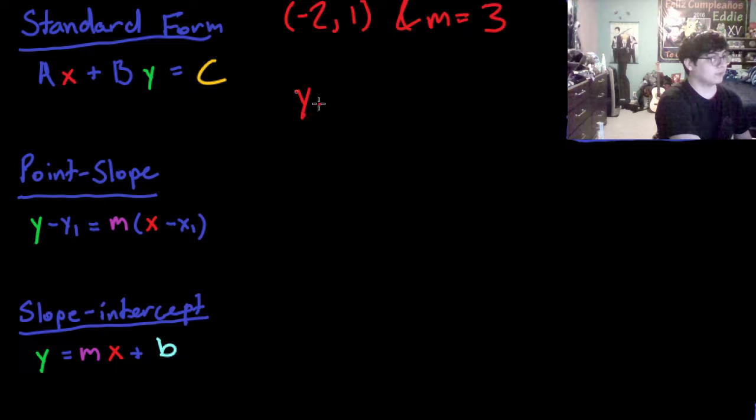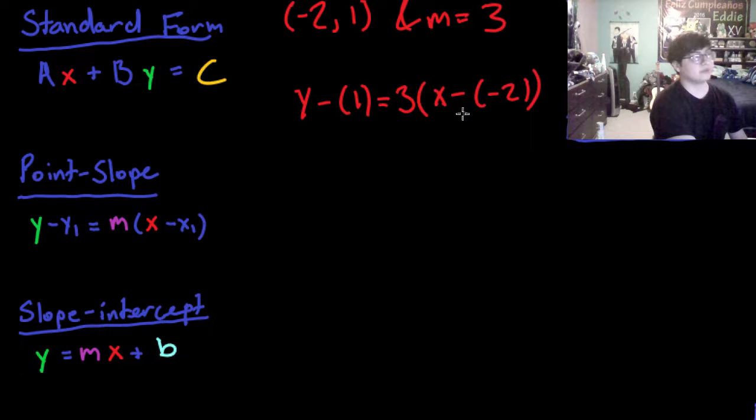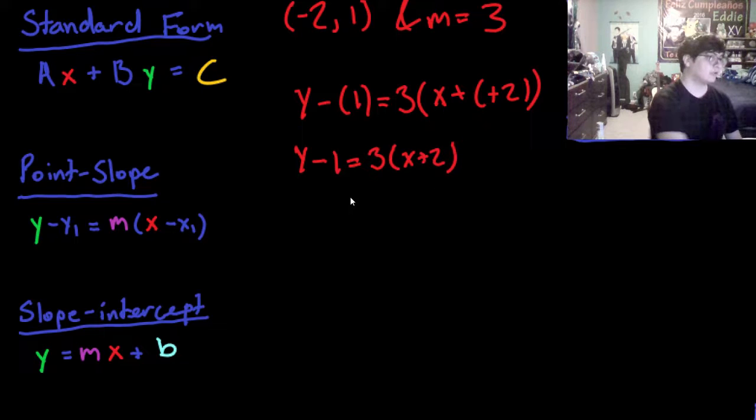So y minus 1 is equal to 3, x minus -2. Remember, negative times negative is going to be positive, so we can just make that into addition. So now we have y minus 1 is equal to 3x plus 2. And then that's it. We have the point slope form. That is going to be one of our boxes.